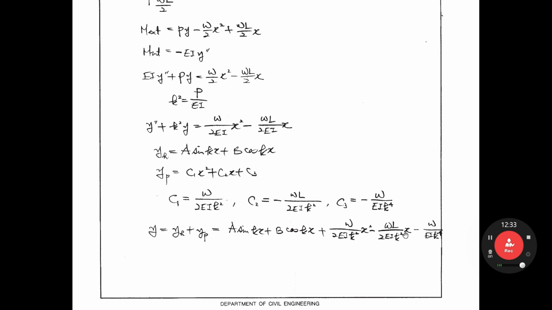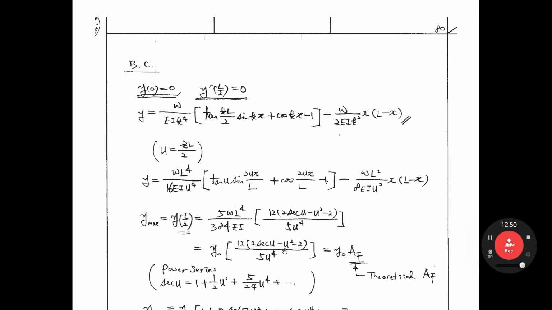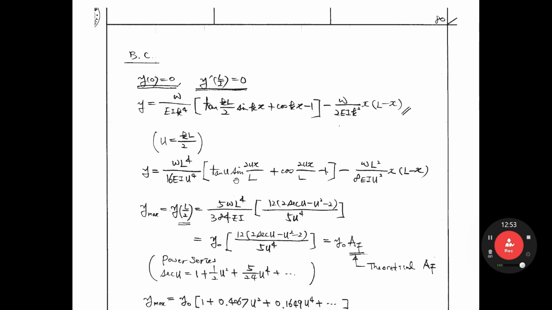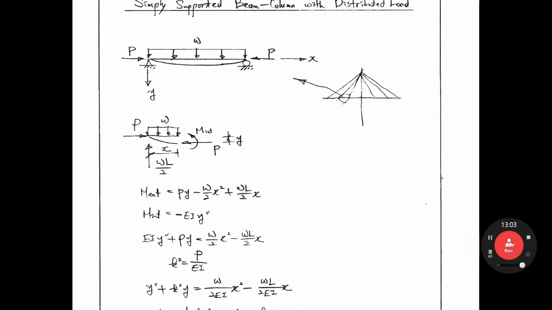C2, C3, here, C1, x squared, C2, x, and C3, like that. That is the solution. But you don't know A and B, so you need two equations to get A and B, right? So you use the boundary condition, y(0) equals 0, okay? That means the deflection here equals 0, right?